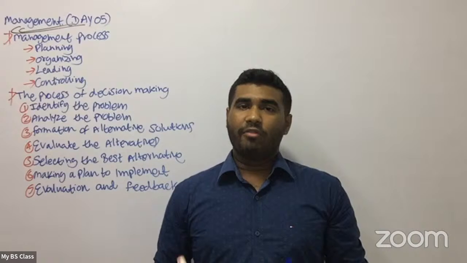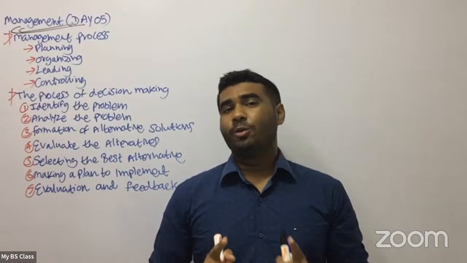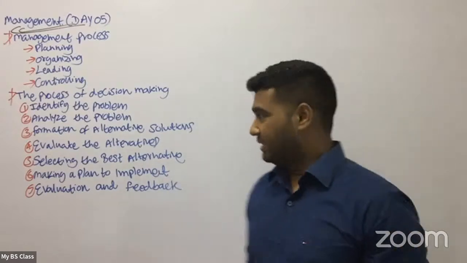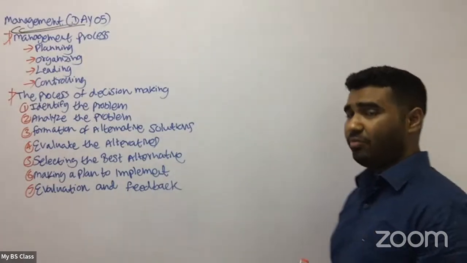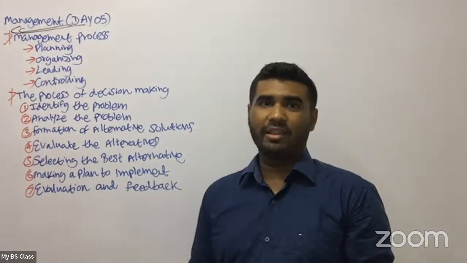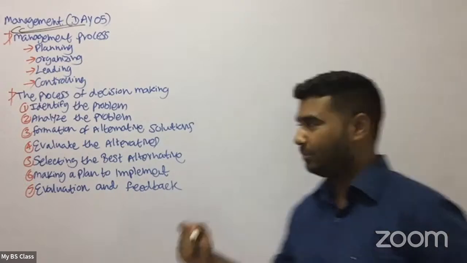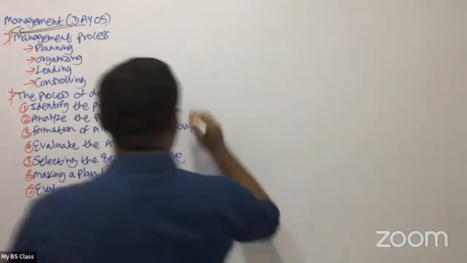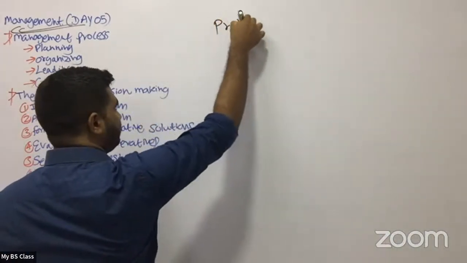Correct. Now we need to understand why we have to make a decision. Why do we have to make a decision? When there's a problem, when there's an issue, we need to make sure we take the proper decision. So I would say something like a problem.